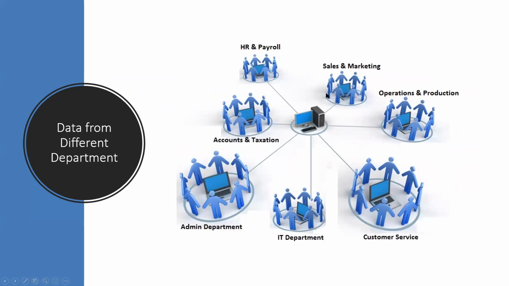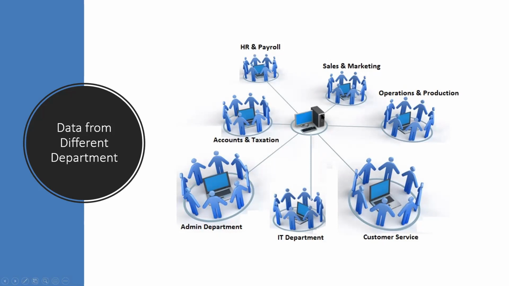The way we want to do the reporting is we want to collect the data from different departments. So here you could see we are getting the data from HR and payroll. We are getting the data from sales and marketing, operations and product, customer service, IT department, admin department, accounts and taxation. We are collecting everything because executives want to see the overall performance. Sometimes what could happen is they might only assign you to sales and marketing reports. Then you would be only working on sales and marketing reports, or they may assign you to sales and marketing and HR and payroll. So you would be working for two specific departments.